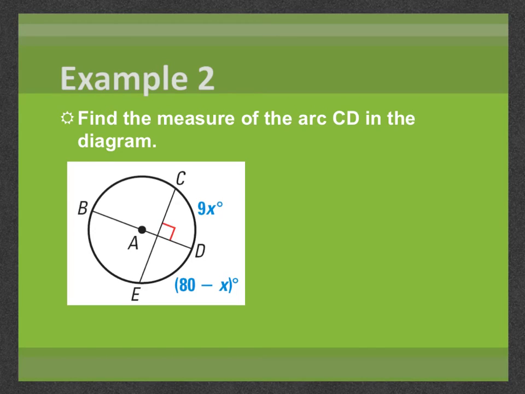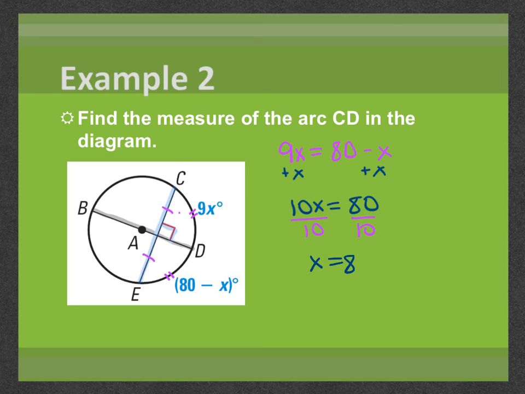All right, example 2 says find the measure of arc CD in the diagram. So in this diagram, we've got a diameter hitting a chord at a right angle, which means it is bisecting that chord, cutting it into 2 equal parts, and also its arc, which means 9x equals 80 minus x. Add the x. 10x equals 80. Divide by 10. And x is 8.